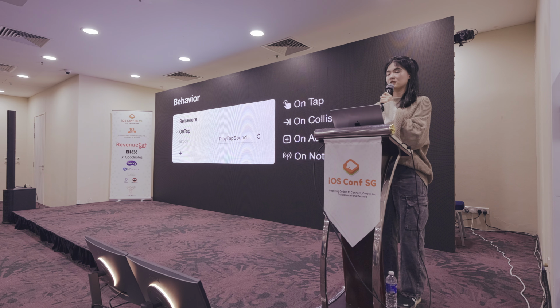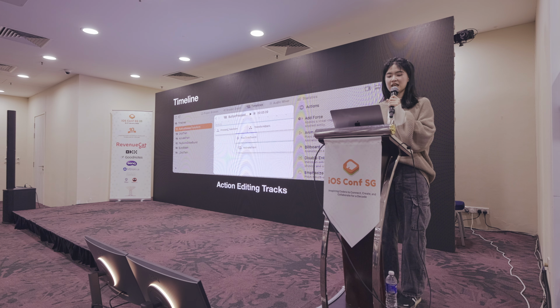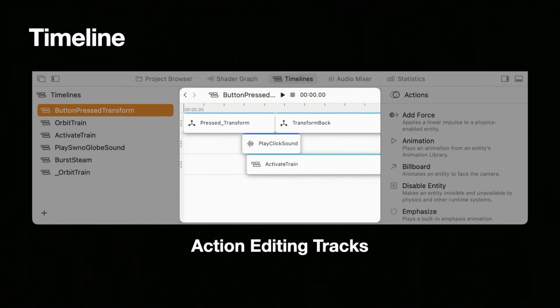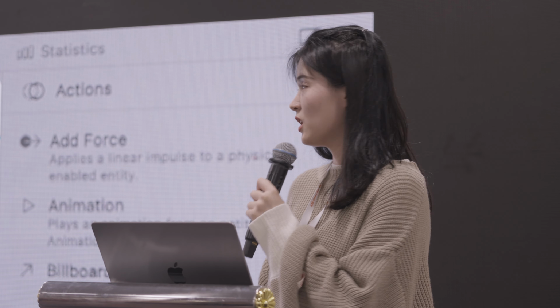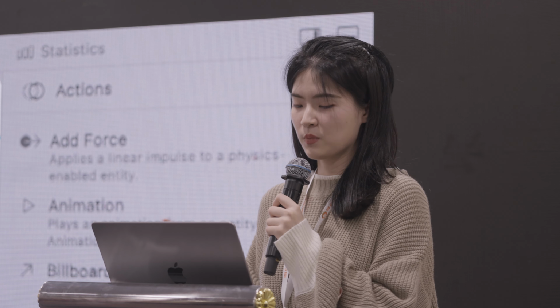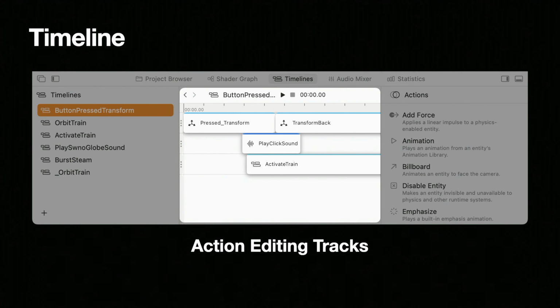How about the action? Where does the action come from? The action is from timelines. Timeline has this multi-track editor. It's like video editing, because most of the time when something happens, it's not just one simple action. Here is what I define should happen after the button is pressed. The first track moves the position of the button to simulate the press physics. And the second one plays the click sound.